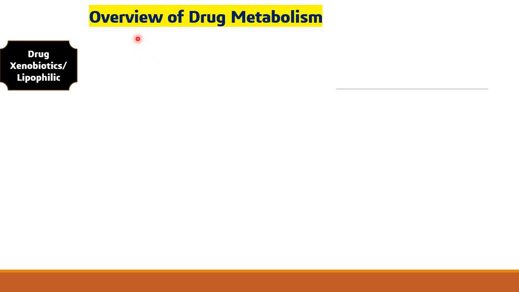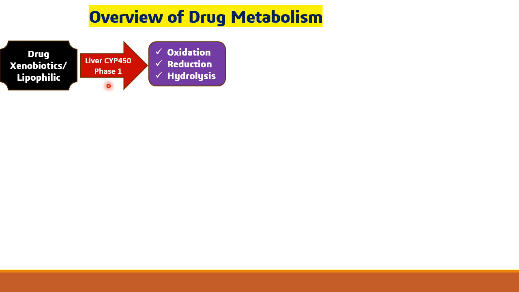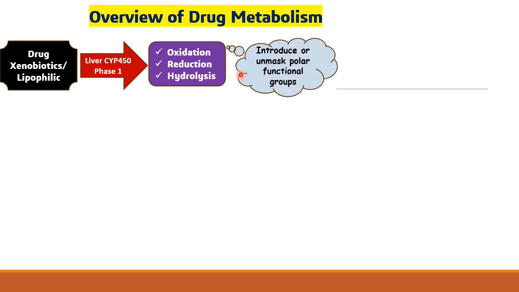Let's discuss the general overview of drug metabolism. Drugs are xenobiotic molecules, highly lipophilic and non-polar in nature. So first they go through the process of drug metabolism in order to get converted into a polar, ionizable or easily excretable form. During phase 1 metabolism, which occurs mainly in the liver facilitated by the cytochrome P450 enzyme, the drug undergoes different reactions like oxidation, reduction and hydrolysis. The purpose of these reactions is to introduce a polar functional group in the chemical structure of the drug molecule or to unmask an already present polar functional group which was previously covered by a non-polar functional group.